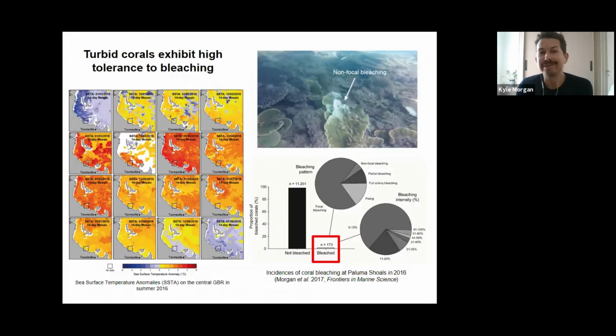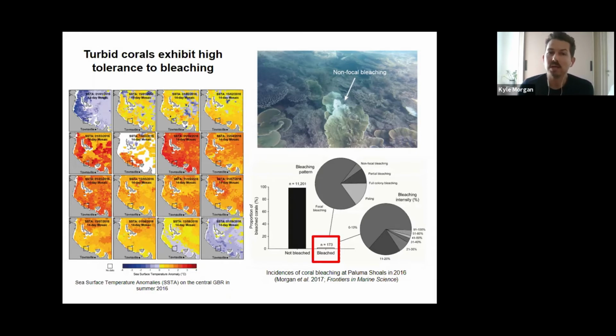The other interesting thing that we see associated with light is that although it's constricting vertical growth, it could actually be really important for making these turbid corals more tolerant to coral bleaching in periods of high thermal heat stress. And we had a chance to test this in 2016 because we already had this prior, really detailed ecological data set from these turbid reefs on Paluma Shoals. And then we had this very large heat event that came through and caused widespread mortality on the GBR shelf.